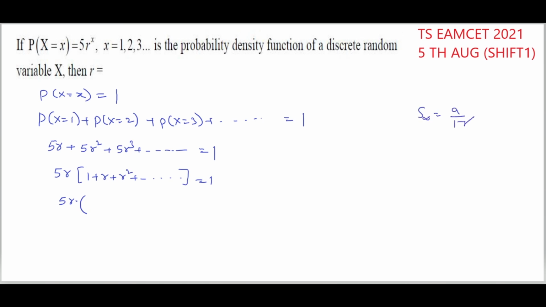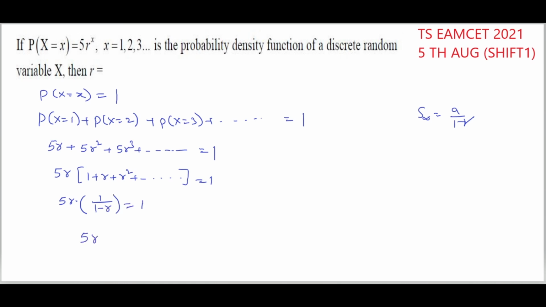Substituting x equal to 1 in 5r^x, that is 5r plus 5r^2 plus 5r^3 plus up to infinity is equal to 1. So take 5r common: 5r times (1 plus r plus r^2 plus up to infinity) is equal to 1. This is an infinite GP. We know that the sum to infinity S infinity is equal to a by 1 minus r. Here a value is 1, the first term, and r is the common ratio. That is 5r times 1 by 1 minus r is equal to 1.